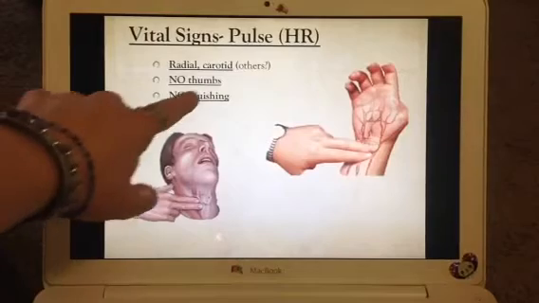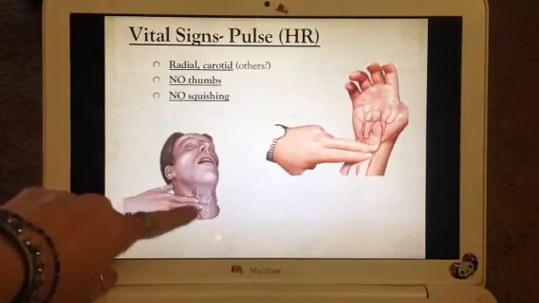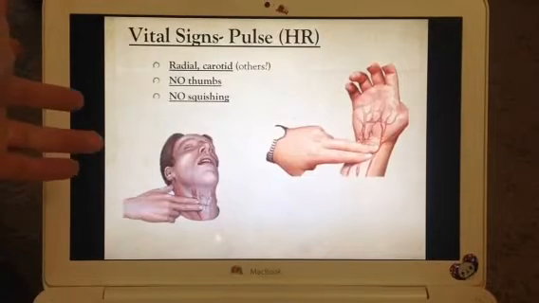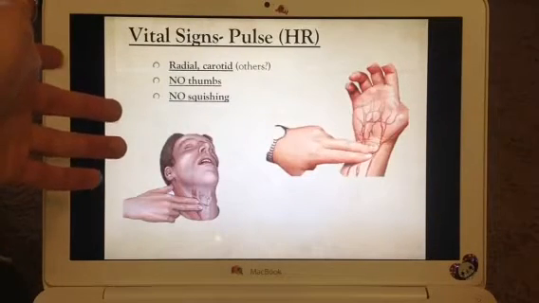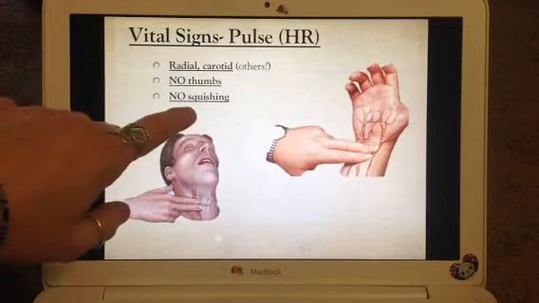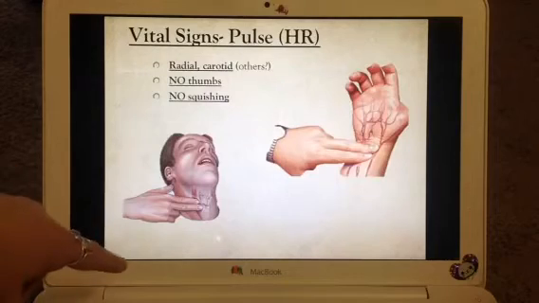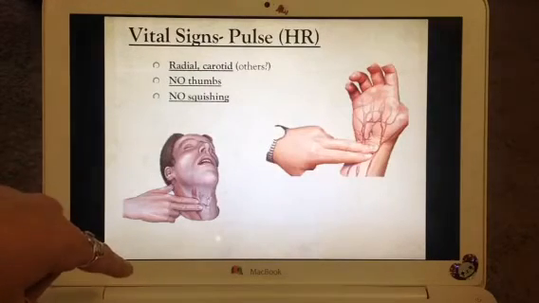The other places that you can take pulse are carotid, and the carotid artery is in your neck. And there's other ones too that are harder to find and that we're not going to look at in class, like the brachial artery, which is in the arm, or the femoral artery, which is in the leg. Sometimes you can feel a popliteal pulse, which is that one behind the knee as well.